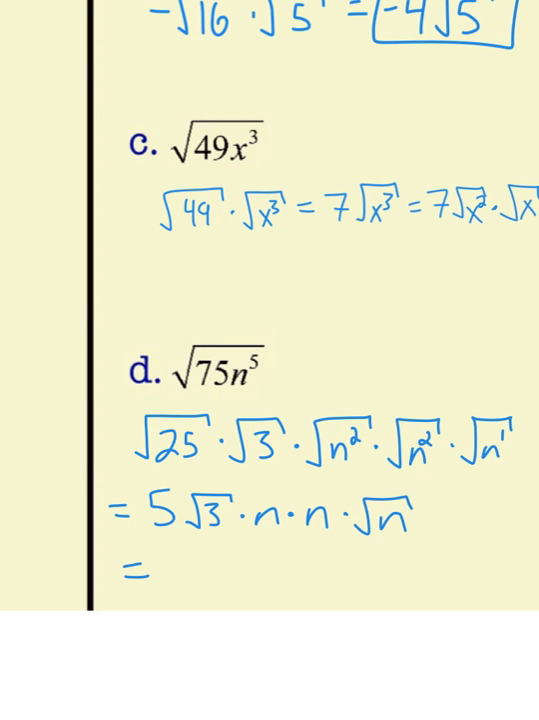So our final answer is going to be 5n squared times the square root of 3n. Notice I also combined the two n's and the 5 to be 5n squared.